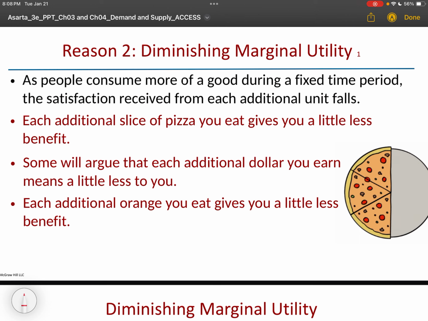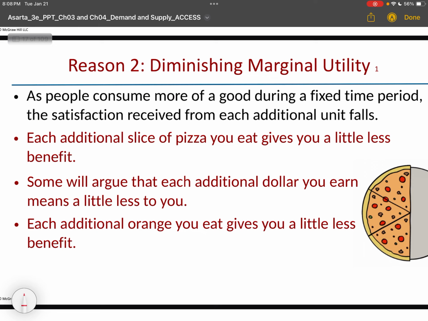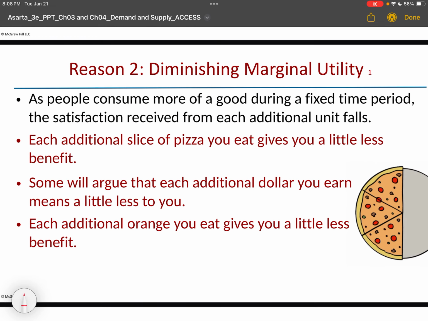The second reason why the demand curve is sloping down is diminishing marginal utility. We talked about this the first day we met. What exactly is utility, by the way? Utility is the satisfaction or the happiness you derive from consuming a good. So you see that happiness you feel when you take in the first slice? Yeah, that's your utility.